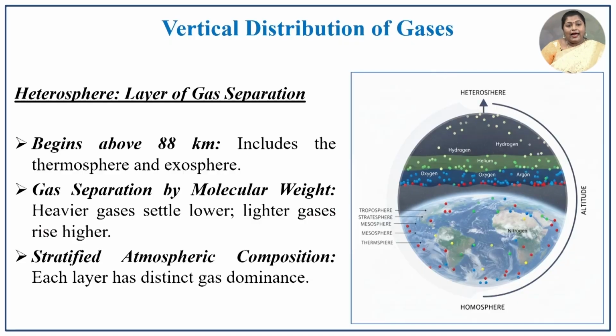Then next is the heterosphere, that is the layer of gas separation. This layer of gas separation begins above 88 kilometers. It includes the thermosphere and exosphere, that is the higher layers of atmosphere. This gas separation is by molecular weight. We know that heavier gases settle in the lower part near the earth's surface, and the lighter ones automatically rise higher. That process happens in this heterosphere.